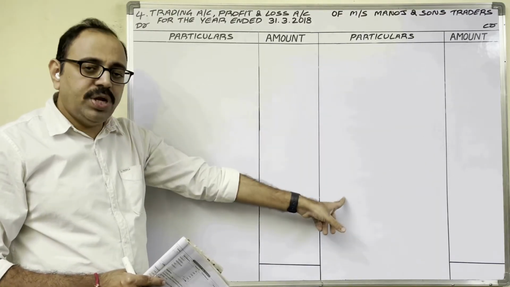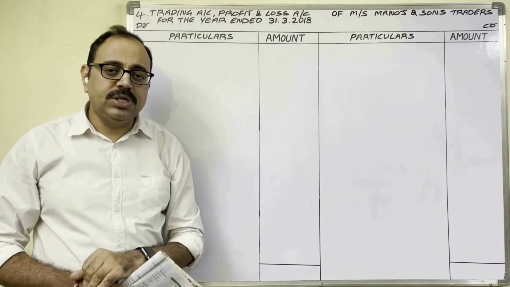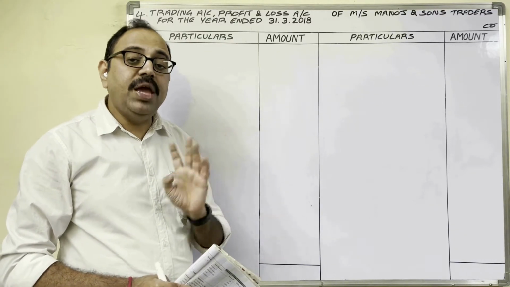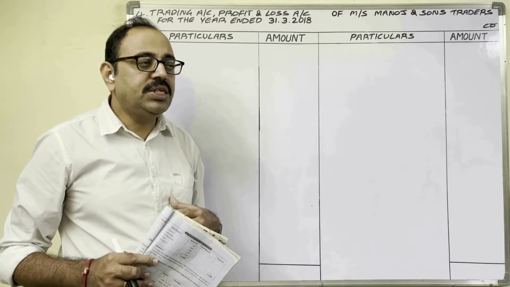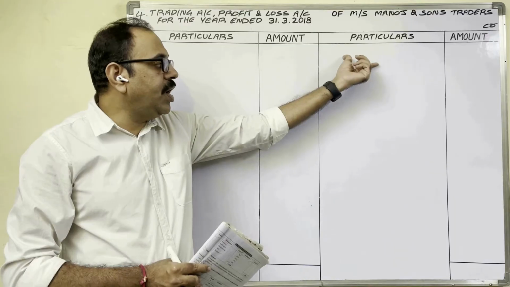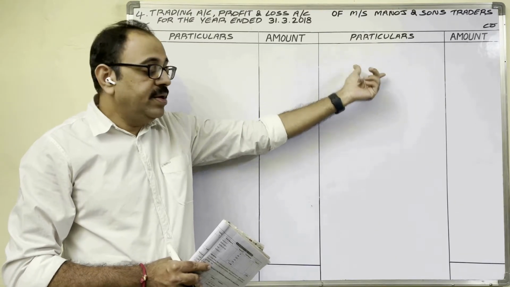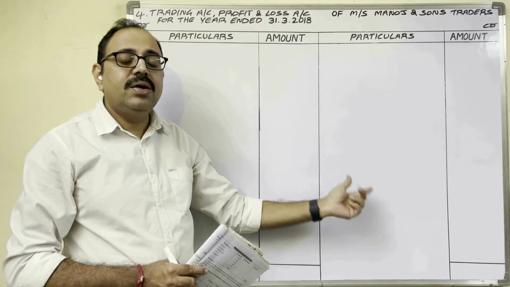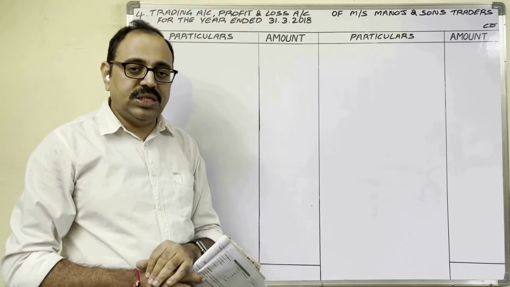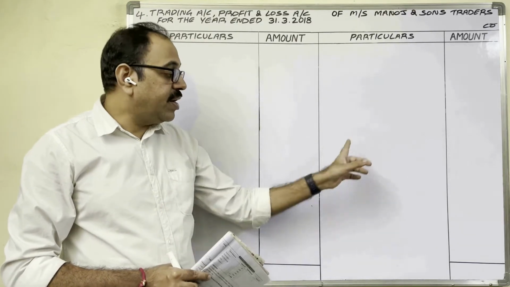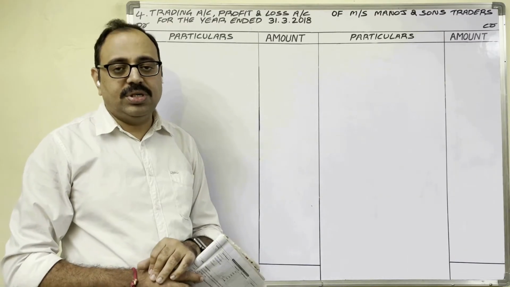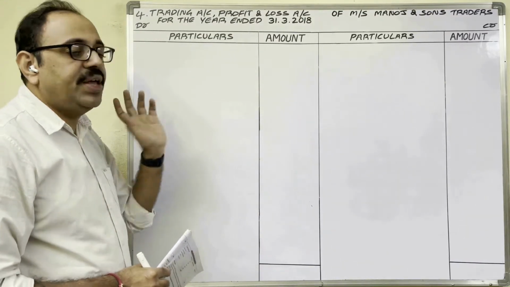Similarly, on the credit side we have to show incomes. Incomes are also of two types: direct incomes and indirect incomes. Direct income means main income. For any organization, sale is the main income. So direct incomes you have to show on the credit side of the trading account. Indirect incomes like commission received, interest received, dividend received, discount received. All these incomes are indirect in nature and we have to show them on the credit side of the profit and loss account. So first we start with the trading account.